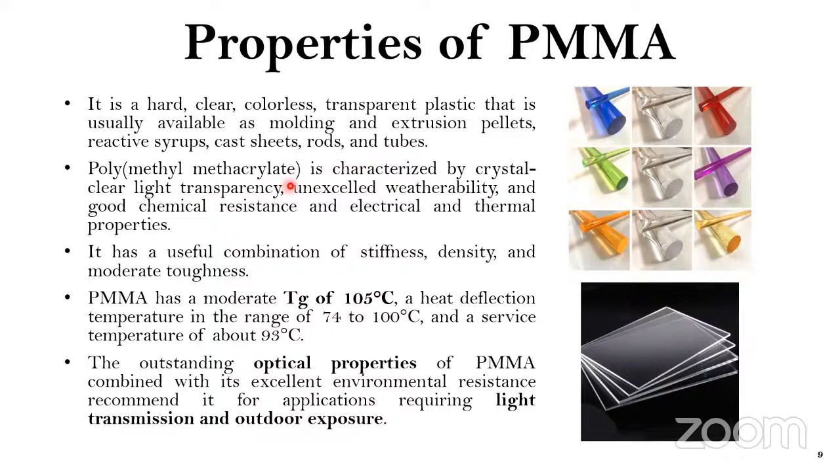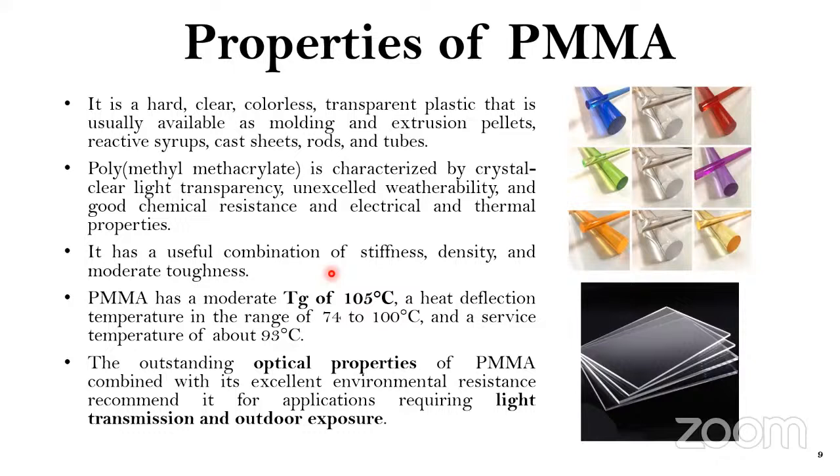PMMA is characterized by crystal clear light transparency, unexcelled weatherability, good chemical resistance, and good electrical and thermal properties. It has a useful combination of stiffness, density, and moderate toughness. What exactly is Tg? Tg is the glass transition temperature. As I discussed one or two lectures ago, it is the temperature below which your polymer acts as a hard or glassy material, and above which it acts as rubbery or flexible. Do you remember that part?